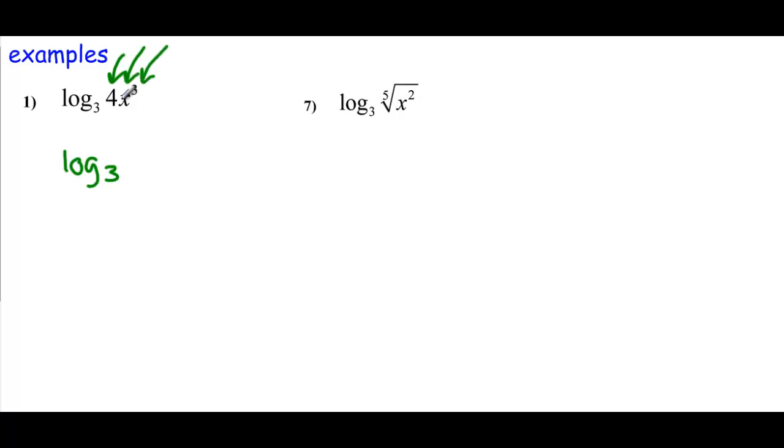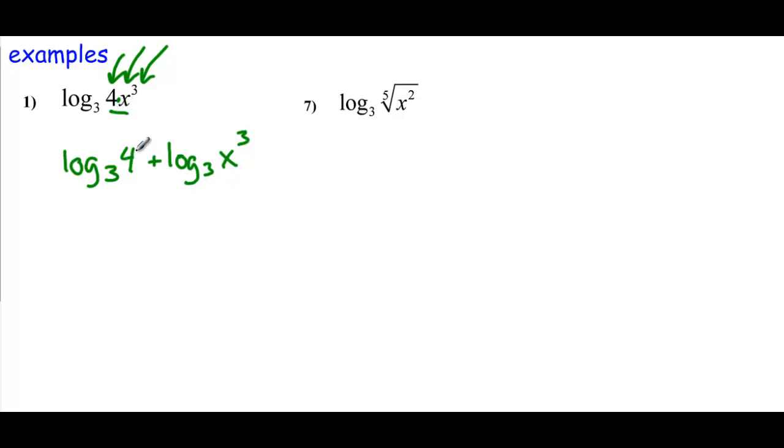So the first thing I'm going to do is split this up. This is 4 times x cubed. So this is log base 4. So that's a positive. And then the x cubed, I'm going to add as another log. Log base 3 of x cubed. Okay. Again, so I'm adding logs, same thing as multiplying. Okay. Now, I want to move this 3.